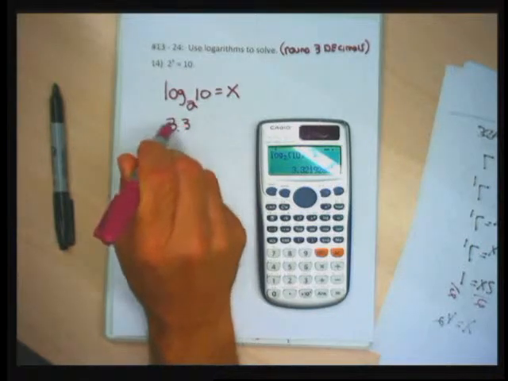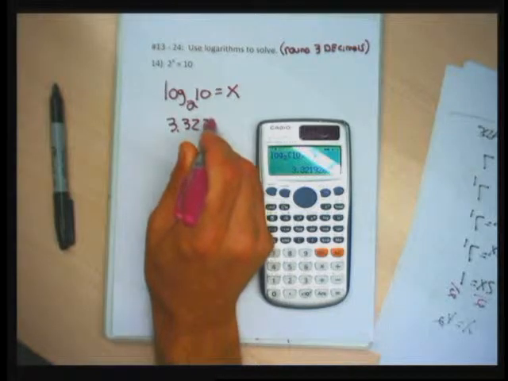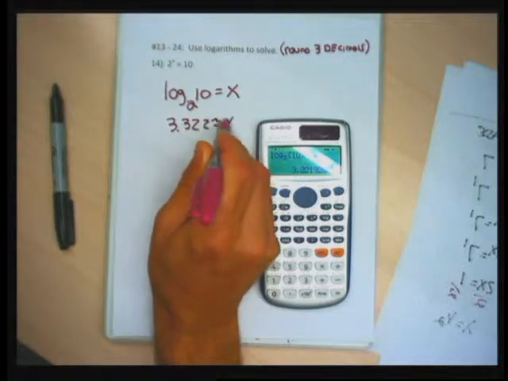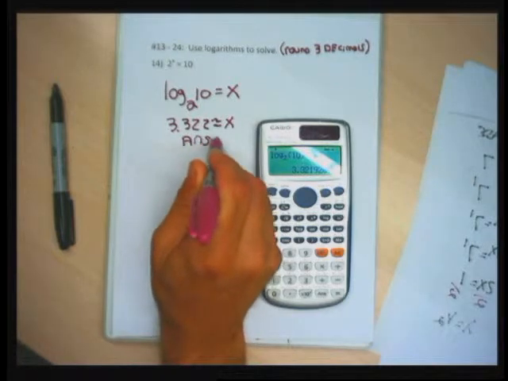So 3.32. And instead of writing the 1, I'm going to round the 1 up to a 2. And I'm going to say that's approximately x. So that's my rounded answer.